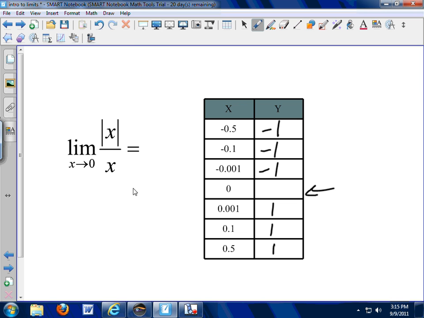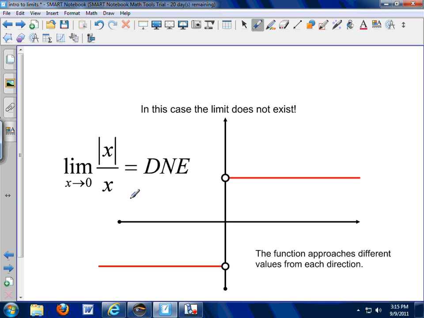So the answer is the limit does not exist. We're heading to 2 different places. In one direction, we're cruising along up here. The other direction, we're heading along there. There's a big gap. We can't just decide, oh, it's going to be here. No, we can't do that. So the limit does not exist.